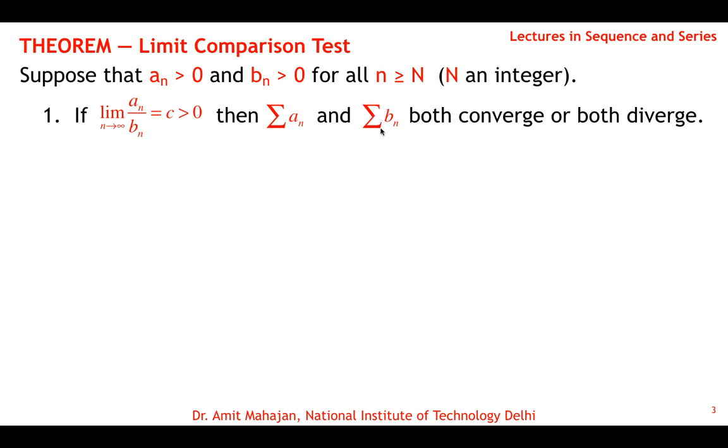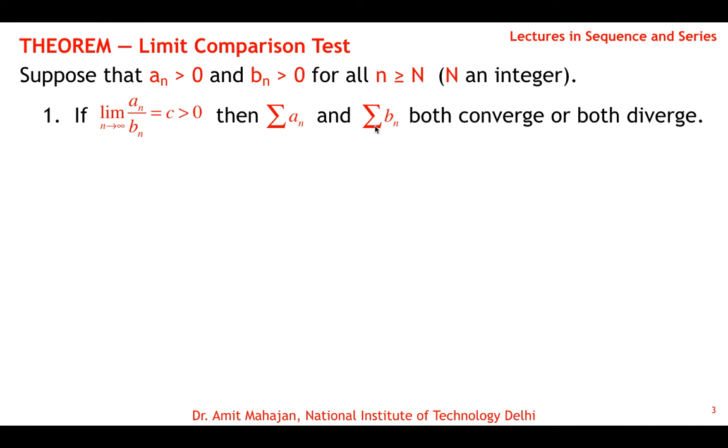If one of them diverges, then the other also diverges. So if series an and series bn both converge or both diverge, they behave exactly in the same way.